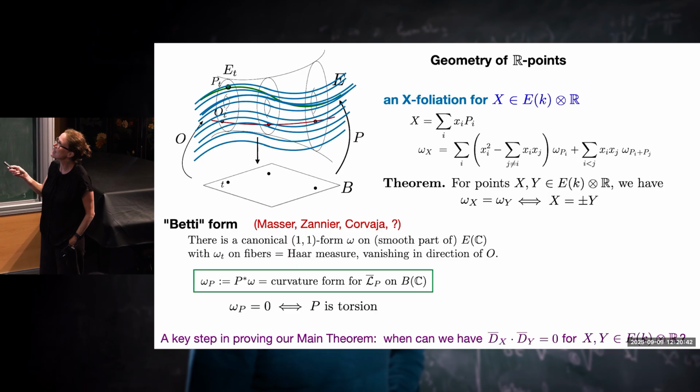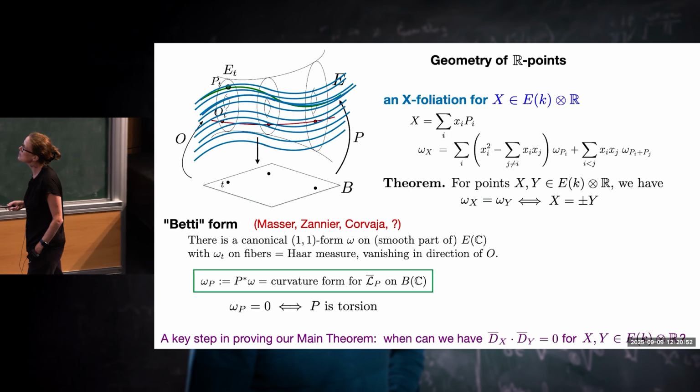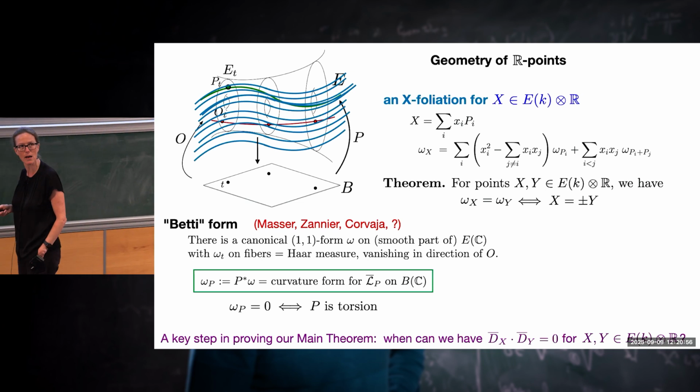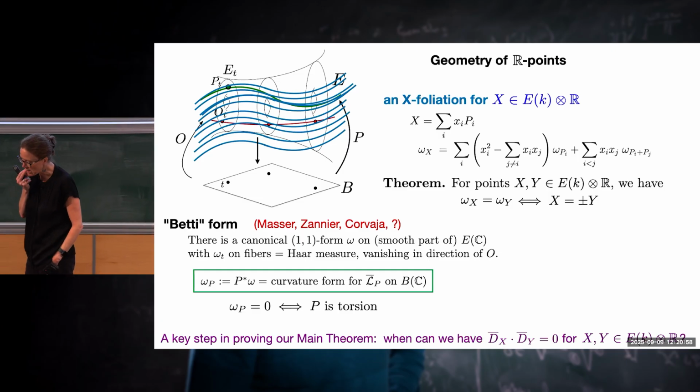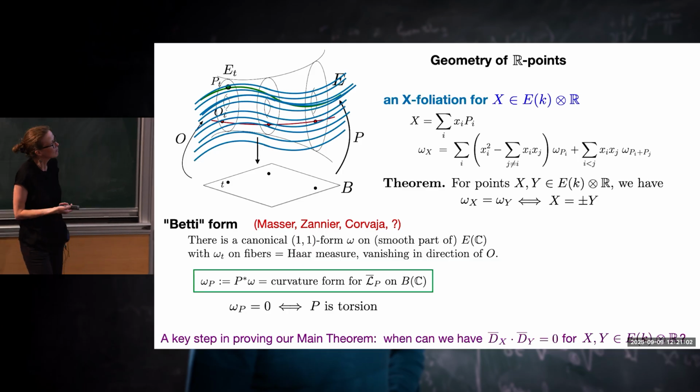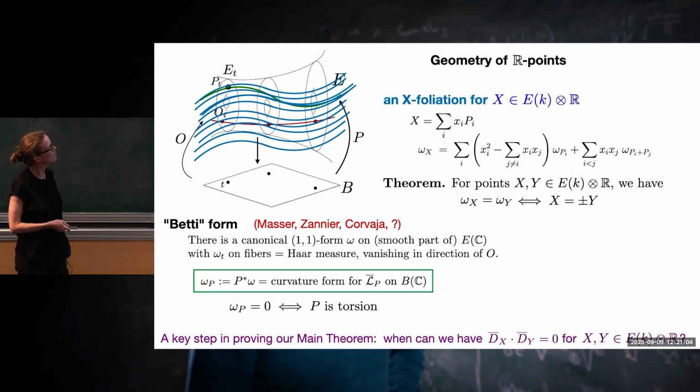That the two of these curvature forms coincide if and only if these are exactly the same foliation, up to this plus or minus. Okay? So it's, in fact, a purely complex analytic statement at the end of the day, that the two curvature forms coincide if and only if the points are basically the same.